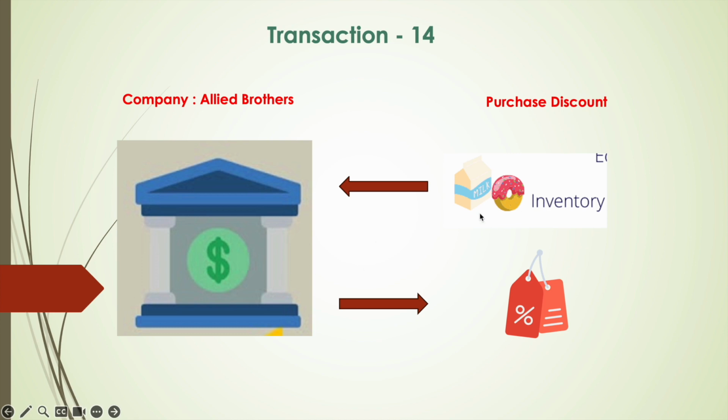Taking advantage of a purchase discount reduces the cost of goods or services purchased by the buyer. For example, if a $100 item is purchased with a 2% discount, the buyer only pays $98. Overall, purchase discounts can be a beneficial tool for buyers to reduce costs and for suppliers to improve cash flow.